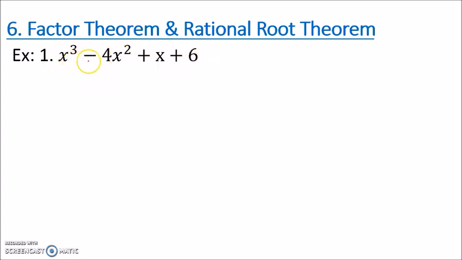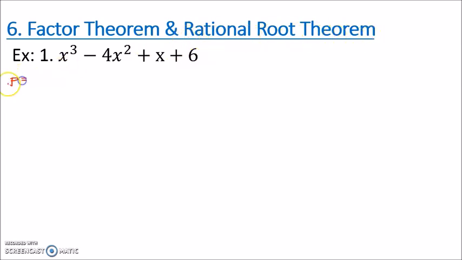And so, make sure una-una, walang common factor. So, x cubed, okay, walang common factor. And then, make sure that the terms are arranged in descending order. So, 3, 2, 1, 0, yung exponents ng variables. And so, we can use the rational root theorem.